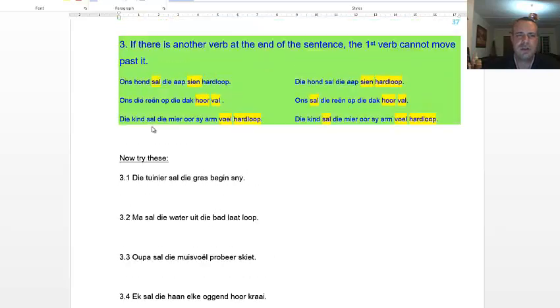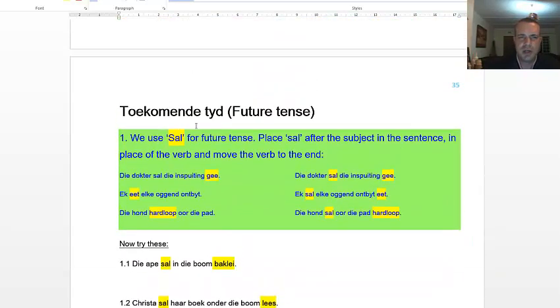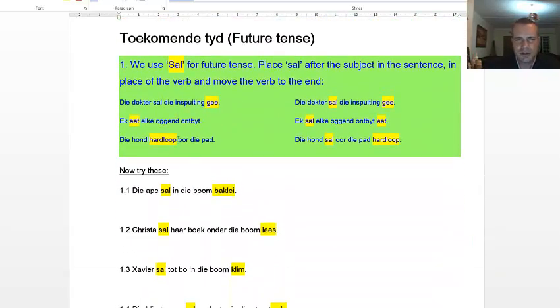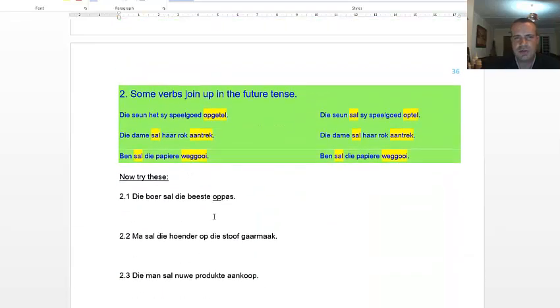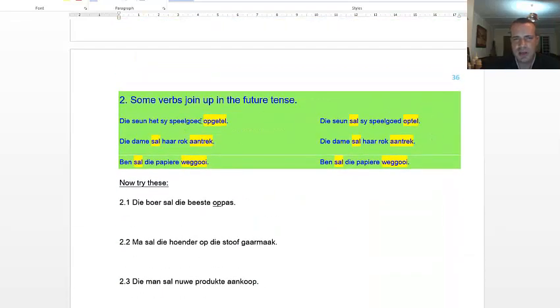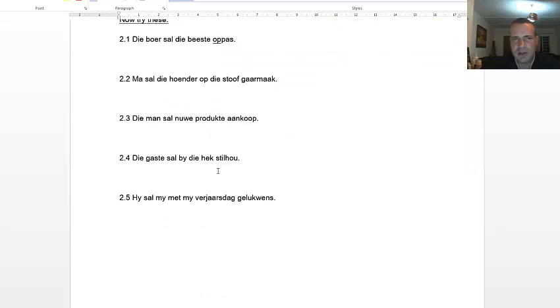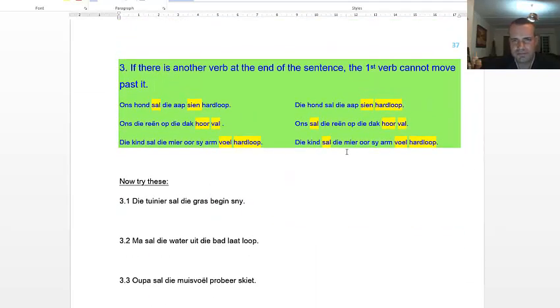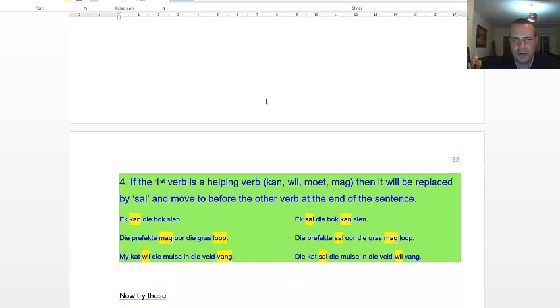Alright, so just to recap very quickly. We had the basic rule, put a sol, move the verb to the end. Then we had this rule where it joins up. When you move the verb, it joins up to that last word at the end. And here you had two verbs in the sentence. Okay, verb cannot jump over a verb. What's fourth?